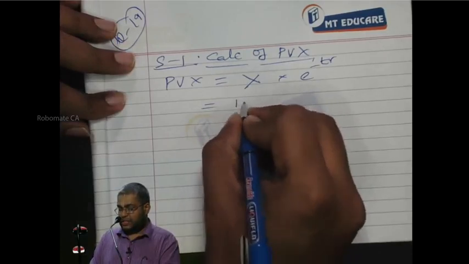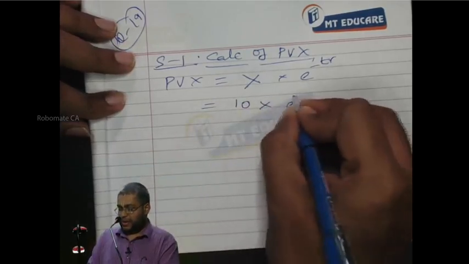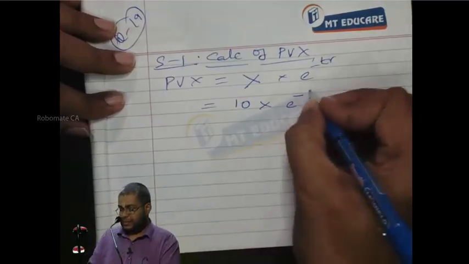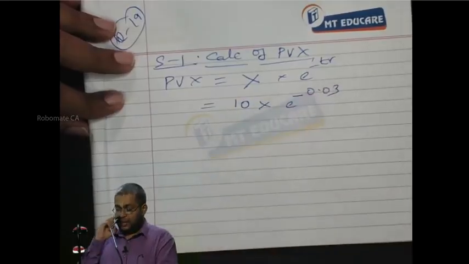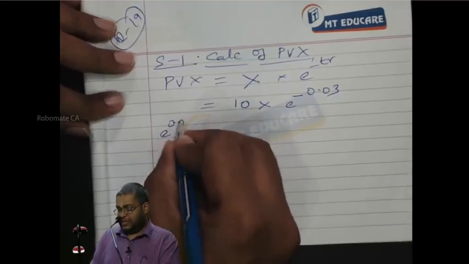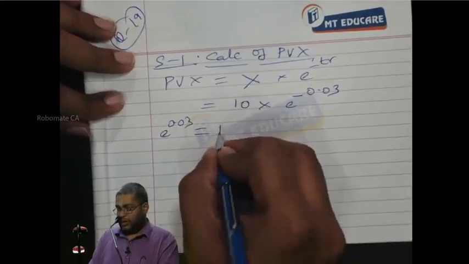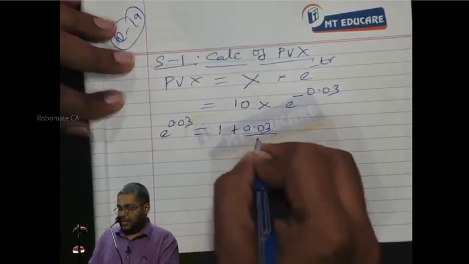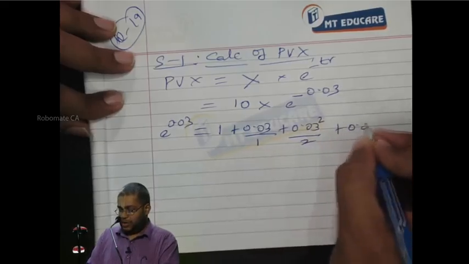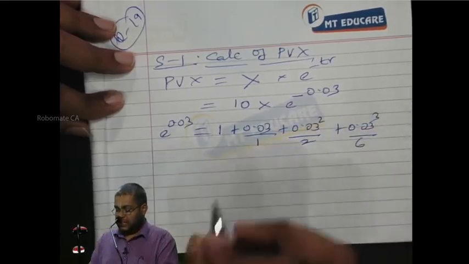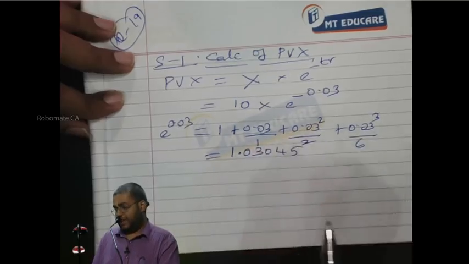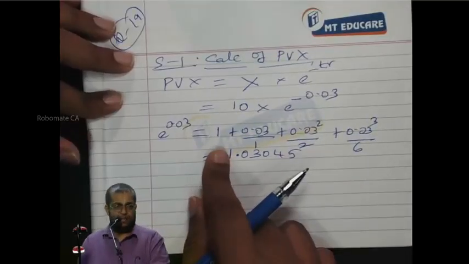The strike price is 10 rupees, into e power minus rT, where rT is 3%, since r is given for 6 months. So 10 into e power minus 0.03. Now, what is the calculation of e power 0.03? It is 1 plus 0.03, plus 0.03 squared by 2, plus 0.03 cubed divided by 6. That gives 1.03045.